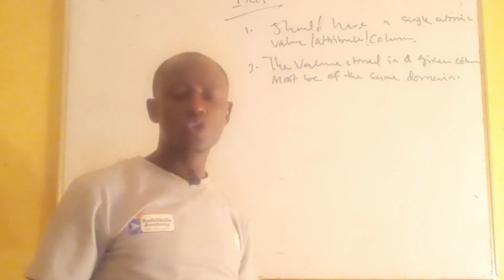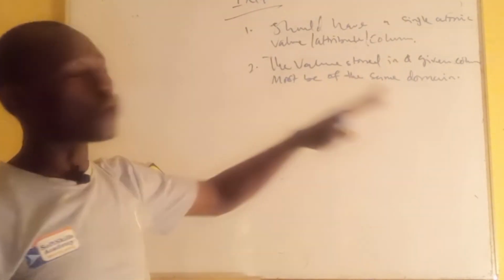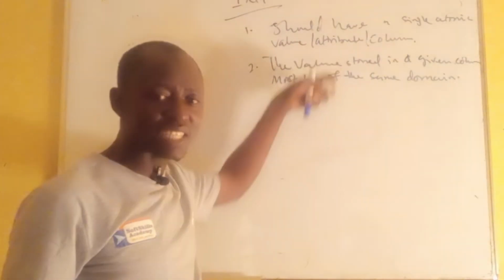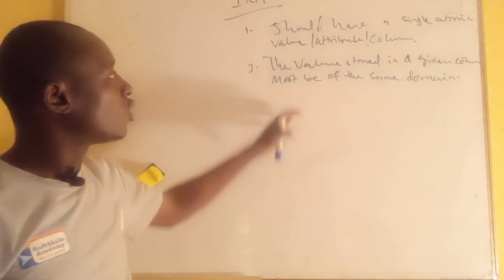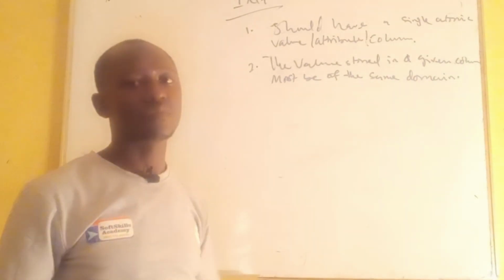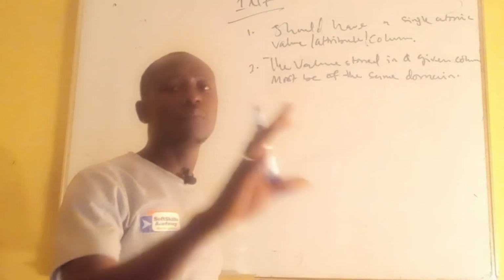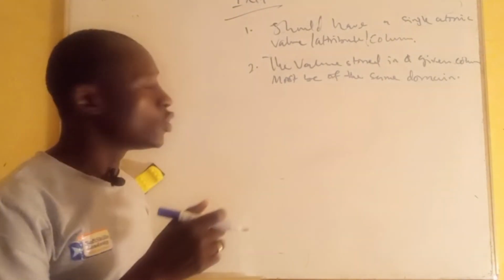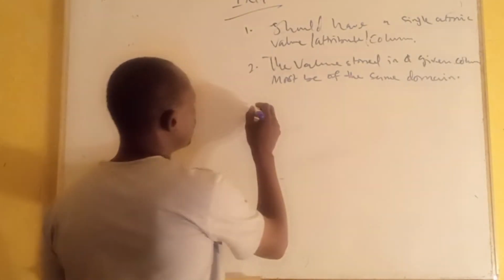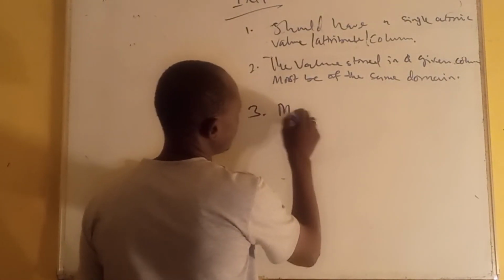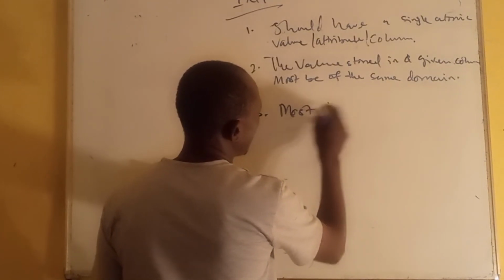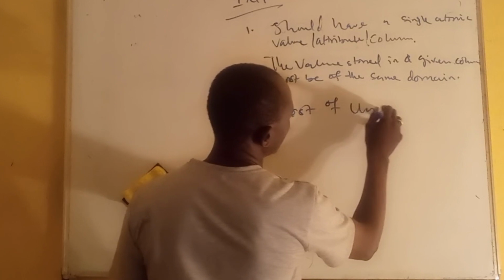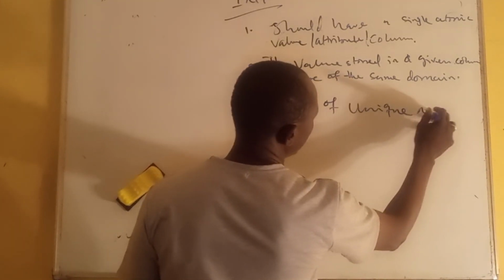That's what they mean. The third one: all columns in these tables, all these attributes that you are going to have, must have a unique name. So the name given must be consistent in all the tables. The attribute must be of unique name.